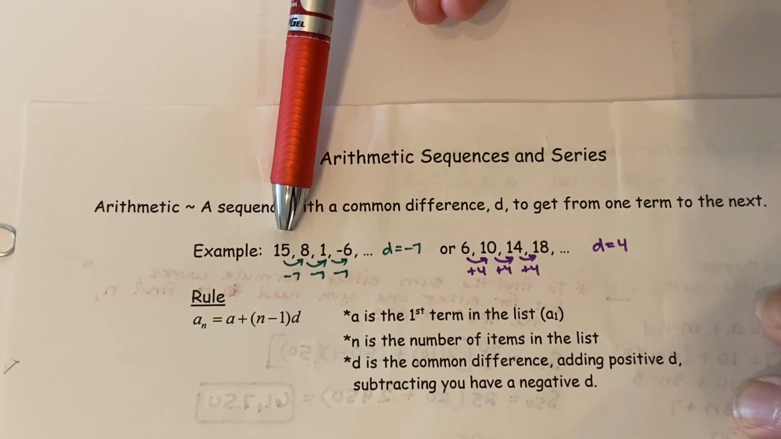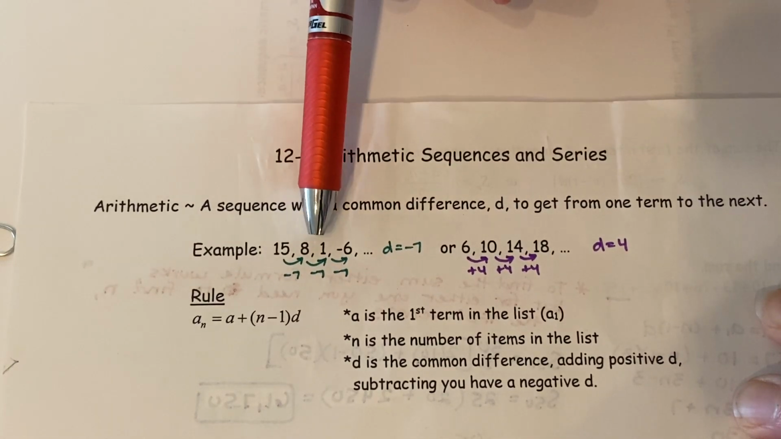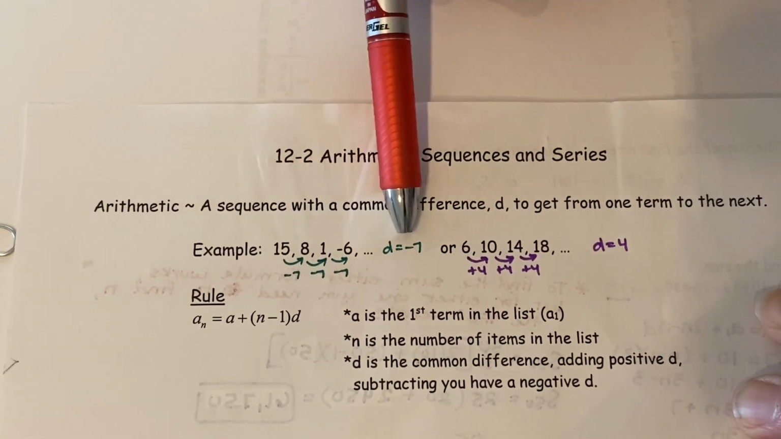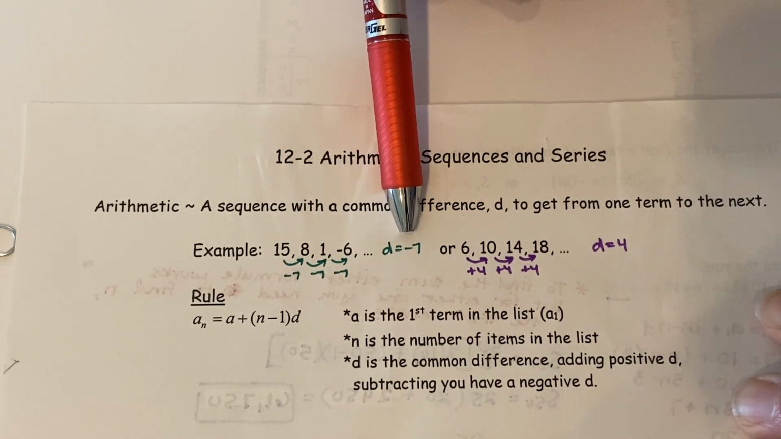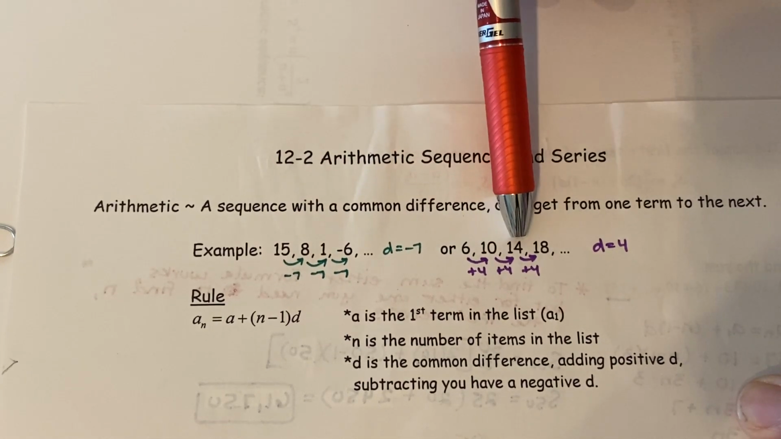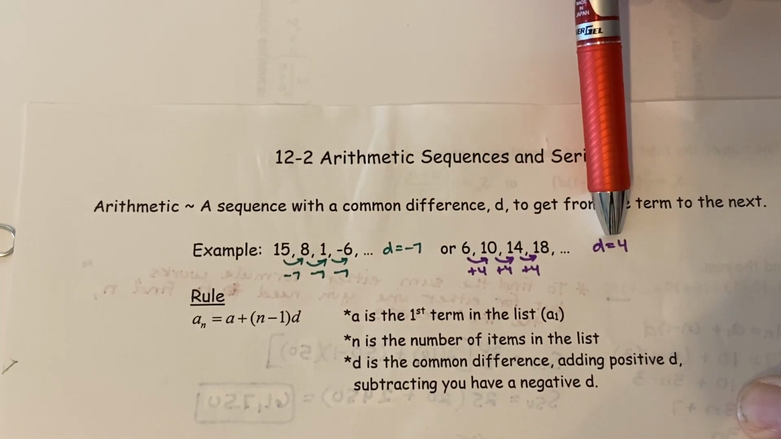If we take a look at our two examples, the first example, if I'm going from 15 to 8 to 1 to -6, I'm subtracting 7 each time. So my common difference would be -7. For the second one, 6, 10, 14, 18, I'm adding 4 each time, so my common difference would be +4.